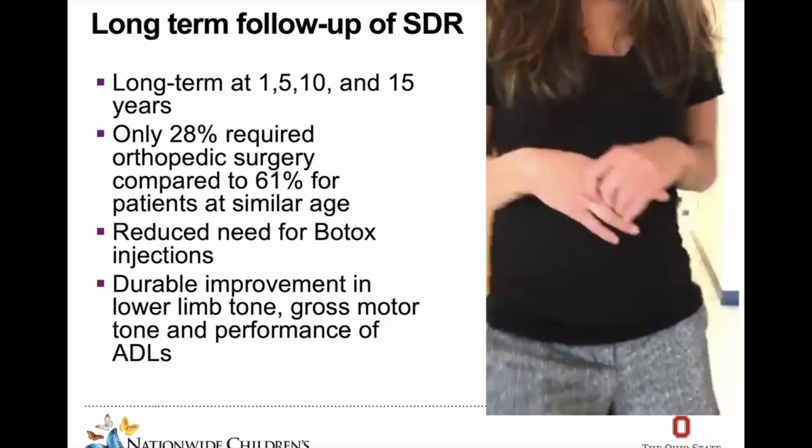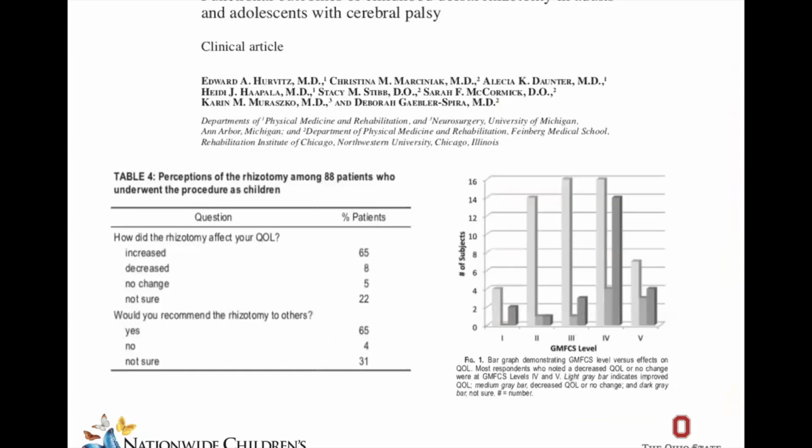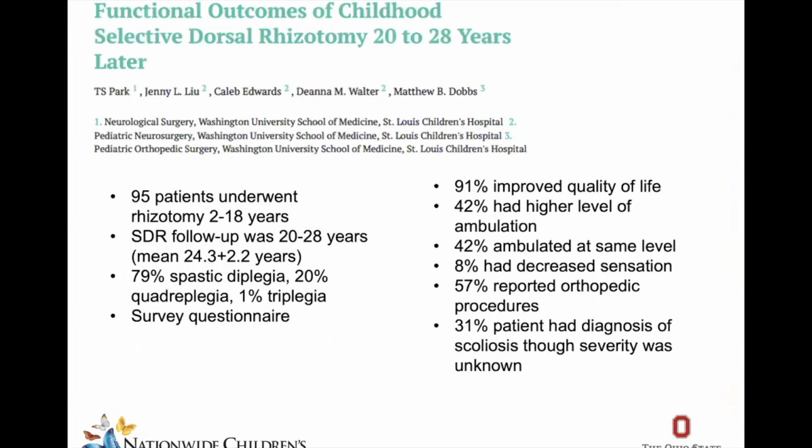It doesn't eliminate the need for orthopedic procedures, but it does reduce the need for orthopedic procedures, and it reduces the need for Botox injections. The improvement here is durable in the long term, in lower limb tone and gross motor function and performance of ADLs. Functional outcome in adults and adolescents with cerebral palsy does positively affect your quality of life.